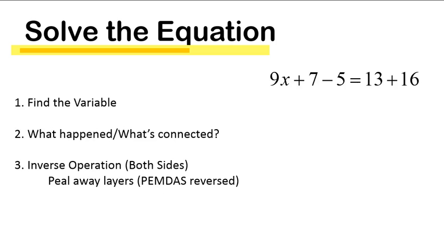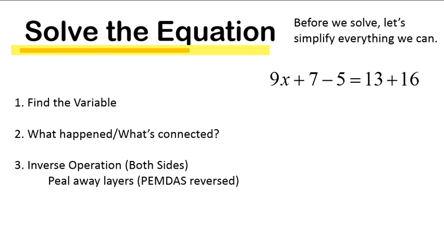Now we're going to look at another equation. This one is 9x plus 7 minus 5 equals 13 plus 16. This has a lot of steps in this equation. It has multiplying times 9, adding 7, subtracting 5, and over here on the right side we have 13 plus 16. Before I move forward with finding my variable, asking what has happened or connected, I'm going to simplify things as much as I can.